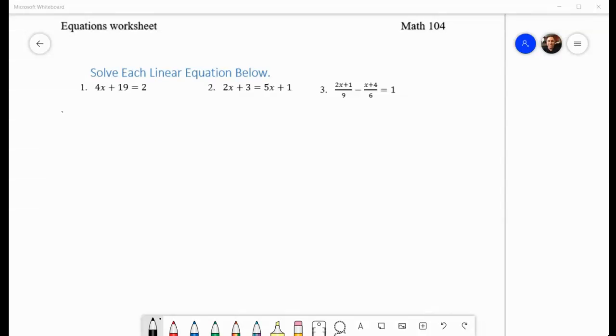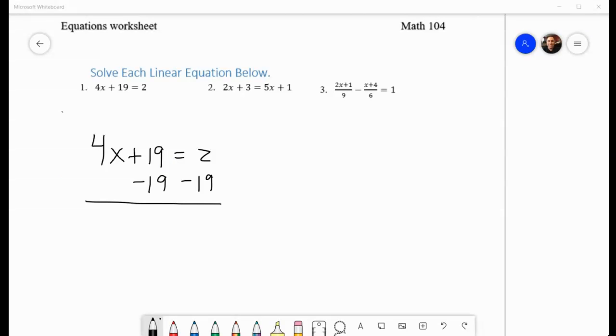Okay, so for 4x plus 19 equals 2, okay? All right, so again, we have that equation, right? So what we're going to do is we want to solve for x, right? Okay, so how are we going to do that? Well, we want to get x, remember, we want to get x all alone. So what I'm going to do is this. I'm going to subtract 19 from each side, right? As you can see, okay?